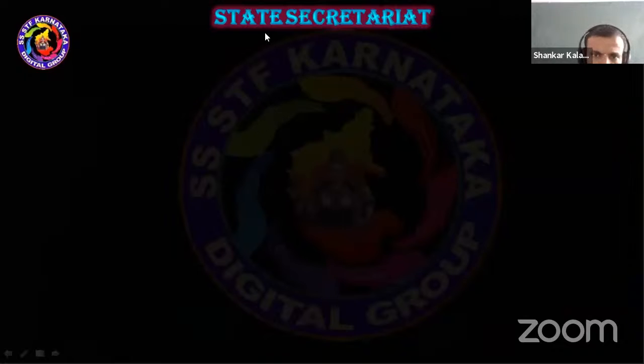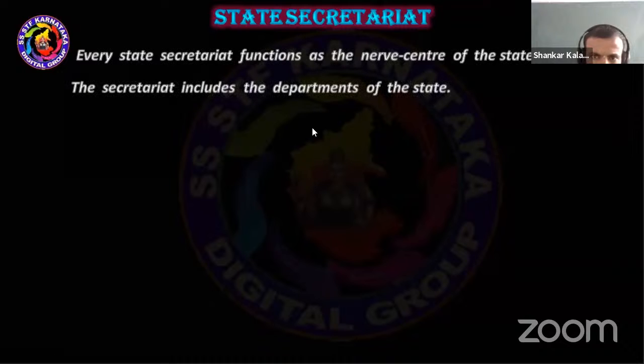Next, we have to discuss the state secretariat. Just as there is a central secretariat to manage the work of the central government, in the state also there is a state secretariat. In the central government, there are three organs to carry on all activities, such as legislature, judiciary, and executive. Even in the state, there are three organs to carry on all the works of the state government.